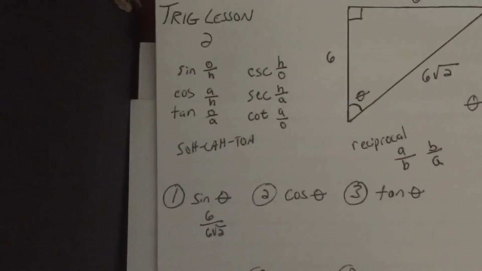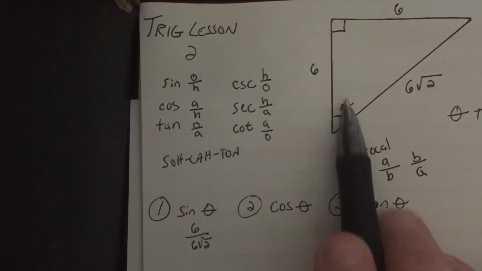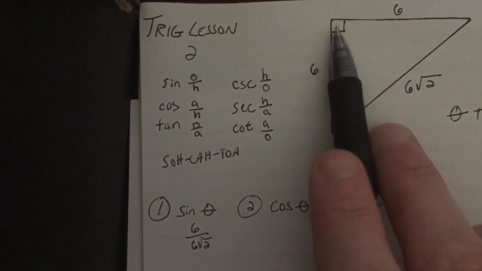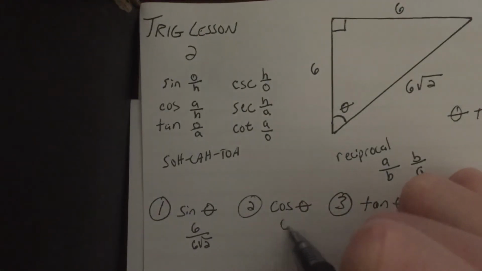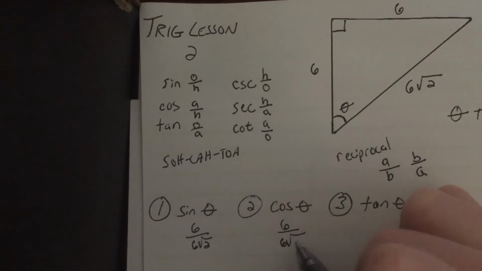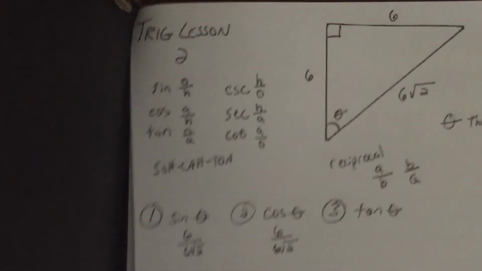All right, what about the cosine of theta? The adjacent side, 6. The hypotenuse, 6 square root of 2. So in this situation, the cosine and the sine turned out to be the same thing.